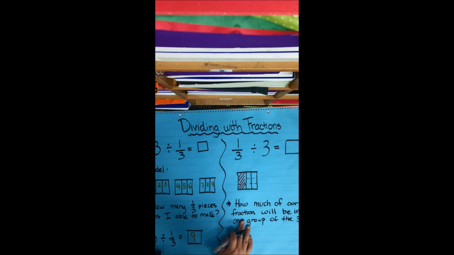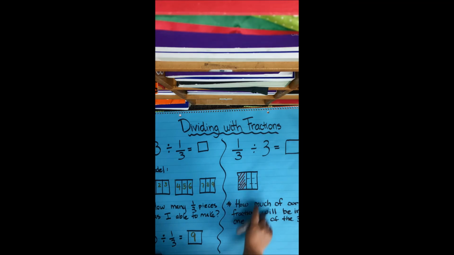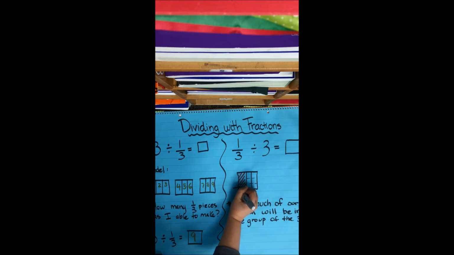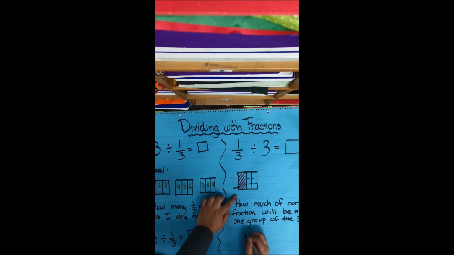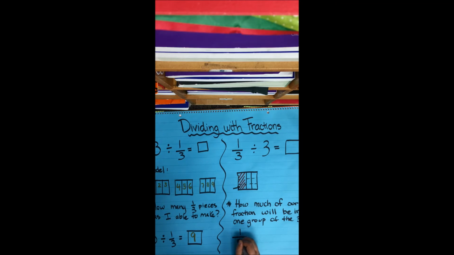All right, so now I want to know how much of our fraction, 1/3, will be in one of the groups of the 3. Okay, so here's the 3. And then how much is that? Well, let's count. That is 1 out of 1, 2, 3, 4, 5, 6, 7, 8, 9. Okay, so how much of the fraction will I get? I will get 1/9 of that.